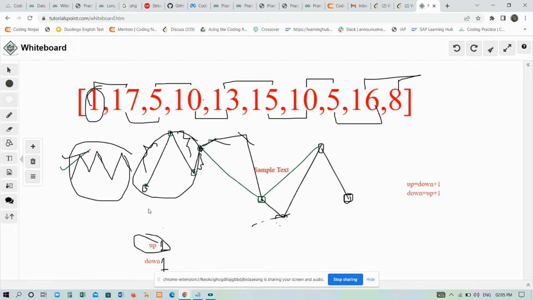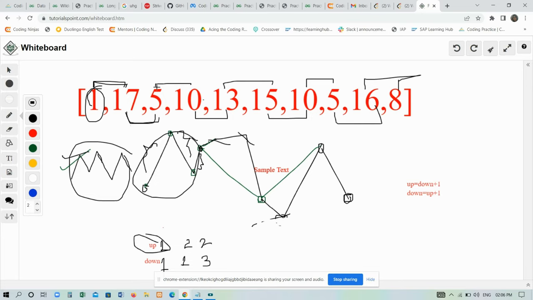So now dry running this approach again, the difference between both of these elements, that is 1 and 17, comes out to be plus 16. So our up will increase by down plus 1, that is 2. It will come out to be 2, and our down will remain the same, that is 1. And for the second difference, that is between 5 and 17, our difference comes out to be minus 12. So it is a decreasing sequence, so our down will increase by up plus 1, that is 2 plus 1, which is equal to 3, and our up will remain as it is.